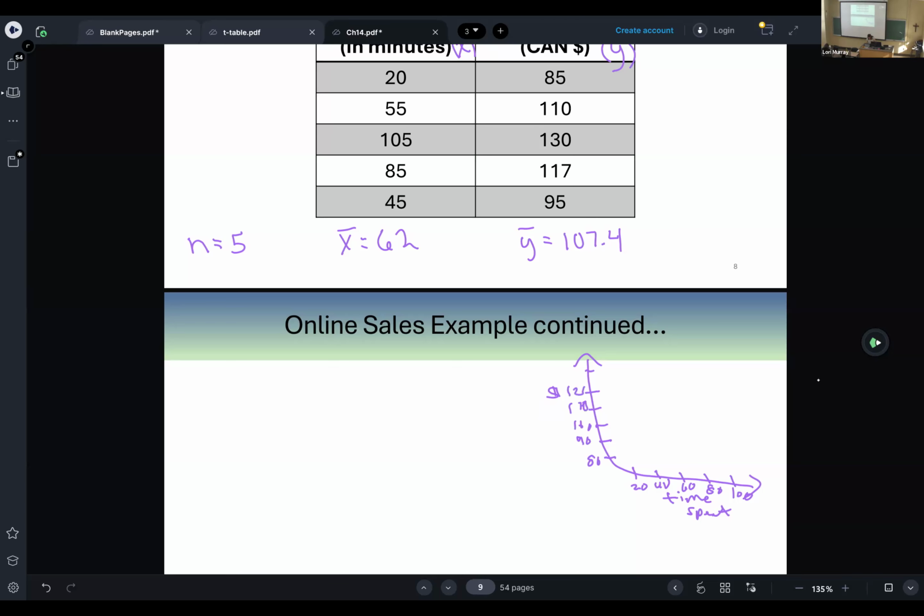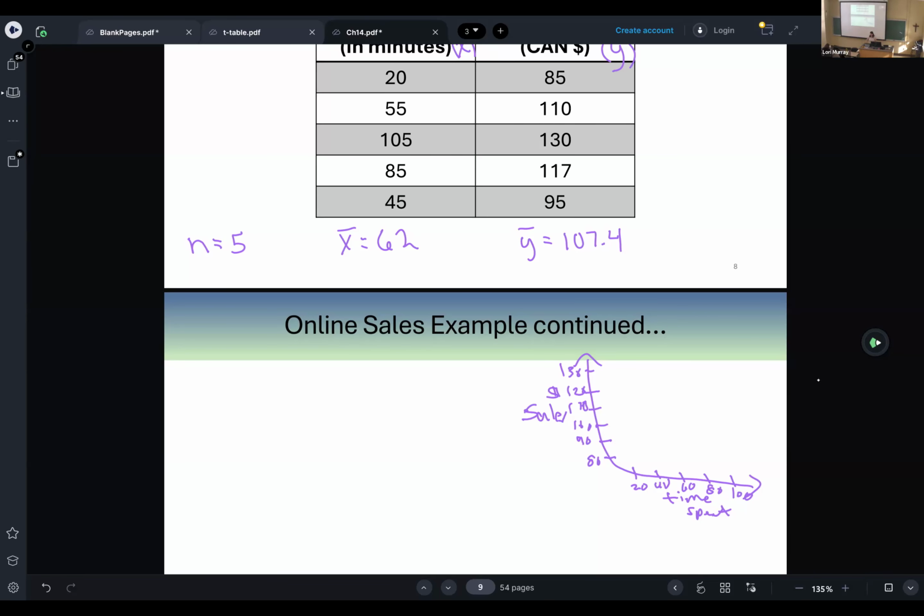And 120, 130. Okay, so let's try to get the points. Just look, without even drawing it though, we only have 5 points. Can anyone tell me what kind of an association we have here? If you could guess, what would the correlation be, just by looking at each pair?